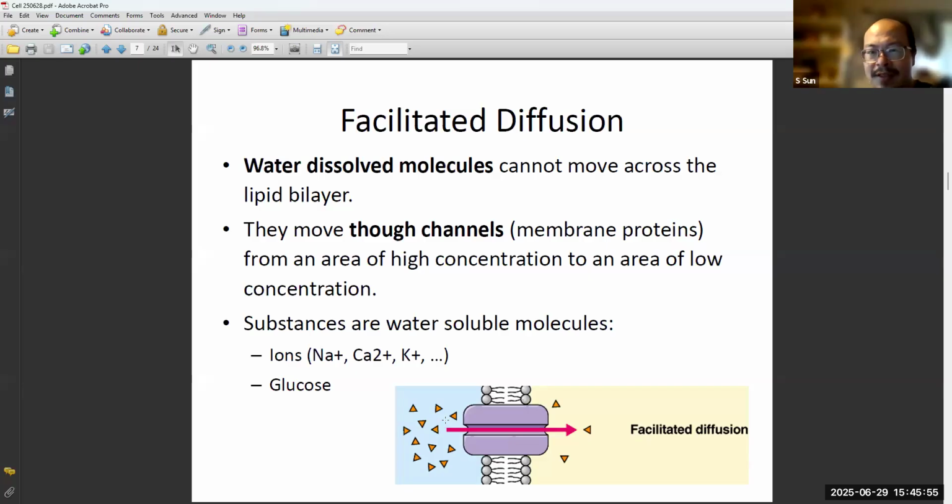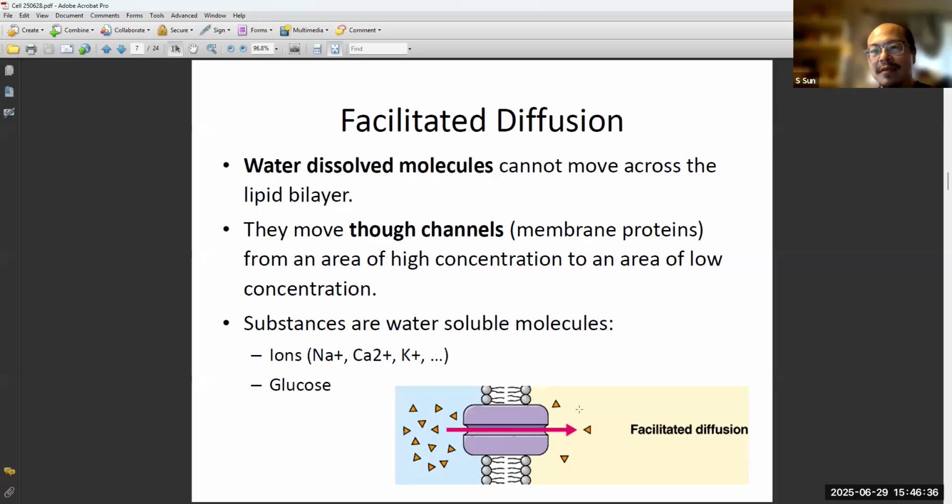So sugar is water soluble. You can mix salt in water. Salt is NaCl. All these ions, sodium, potassium, calcium, can be mixed in the water. So those are water soluble. Glucose, sugars, those are water soluble. And these will use this type of transportation to move across the cell membrane. Yeah. So that's the second type, facilitated diffusion.